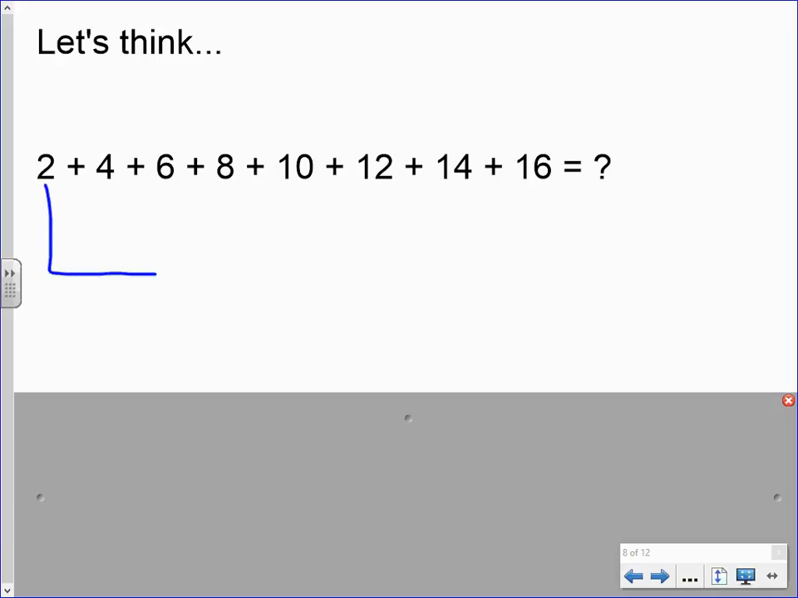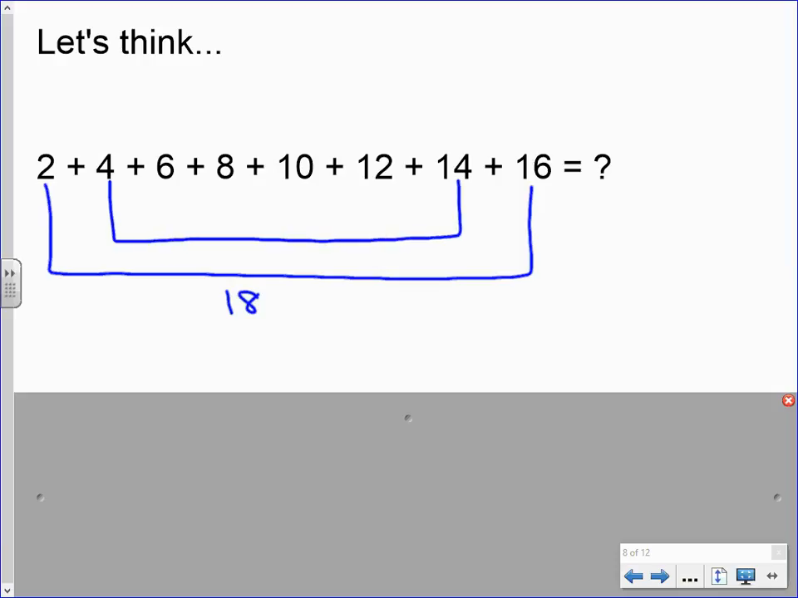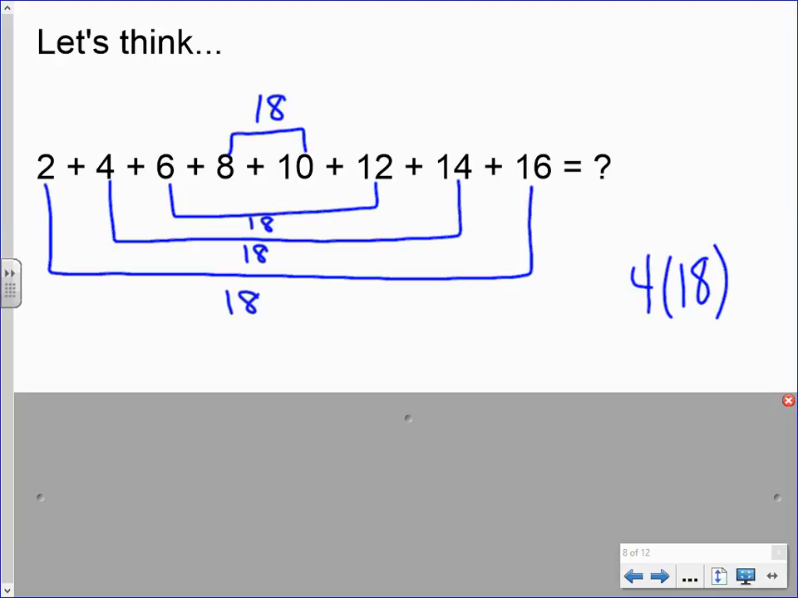What happens when we add 2 and 16? We get 18. What happens when we add 4 and 14? 18. What happens when we add 6 and 12? What happens when we add 8 and 10? Okay. How many pairs of 18 do we have? We have 4 pairs of 18. How many terms were in our sequence? There were 8 terms, and we made 4 pairs that all added up to be 18.